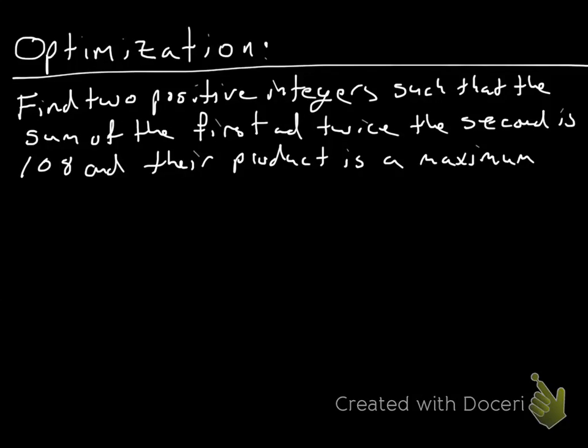Alright, I was going to do a couple examples of optimization problems. They all kind of work out the same way. You're going to have two equations. One's sometimes called the secondary or auxiliary equation, and then you're going to have the main equation that you're going to try to minimize or maximize.